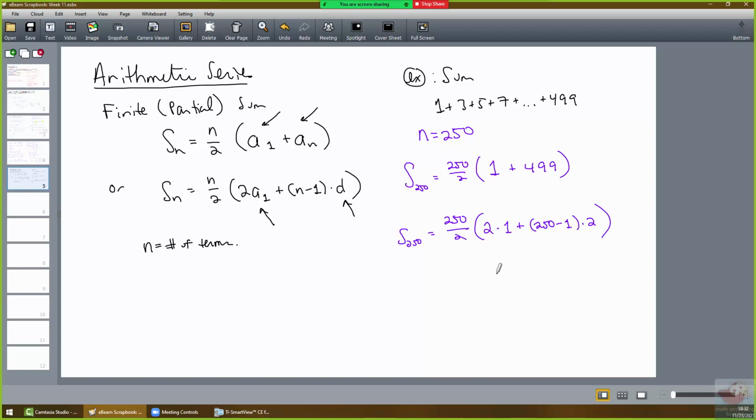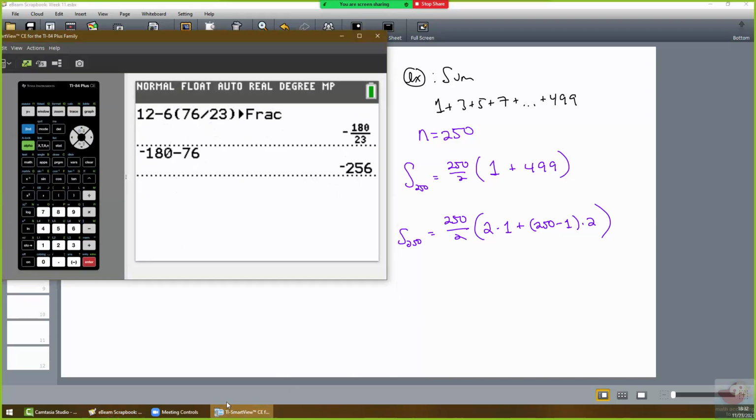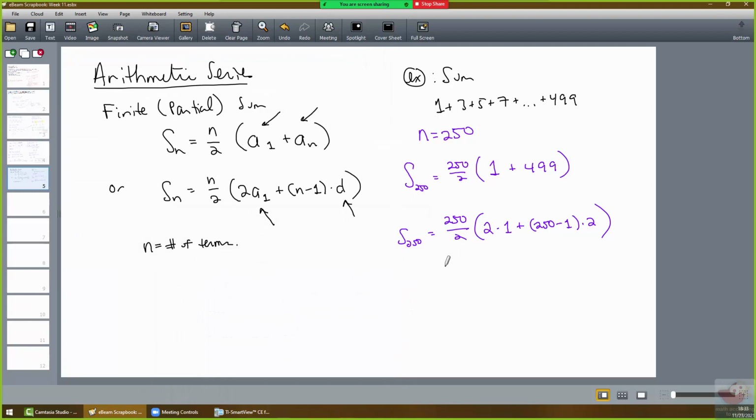It doesn't matter which one you use, you will get the same answer. I'm using the first one because that's much easier to type into the calculator. 62,500.